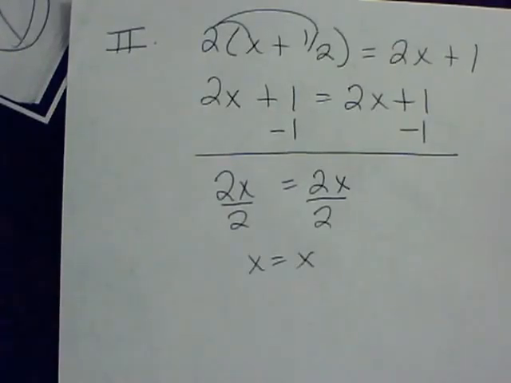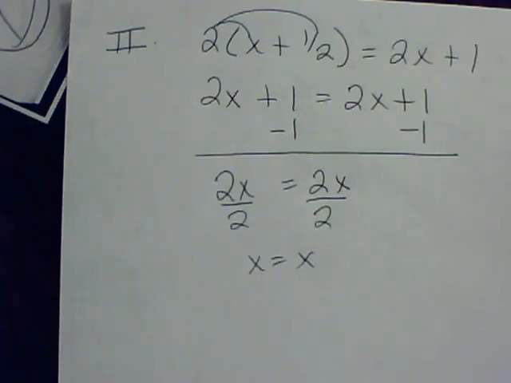1. Really? Could x equal a bunch of different things? Yes. If x equals x, I could put in 7 and get 7. I could put in 12 and still have 12. Because the equation is the same on both sides, I would have an infinite number of solutions here.